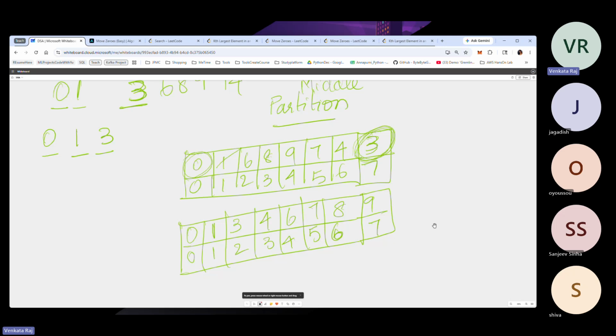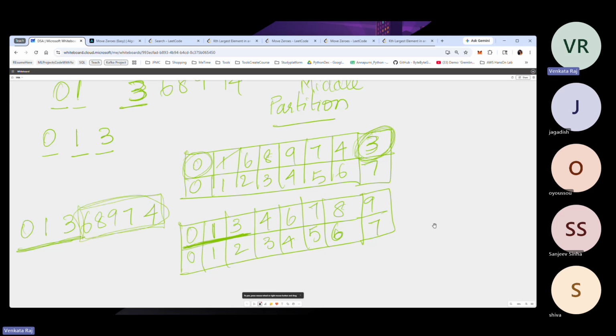0, 1 is going to the left, 3 will be there. The remaining all will go to the right, in the same order: 6, 8, 9, 7, 4. So if you see, the first three elements are in the right order, as I would see after sorting. The remaining is not in the right order. The right side is not in the right order.